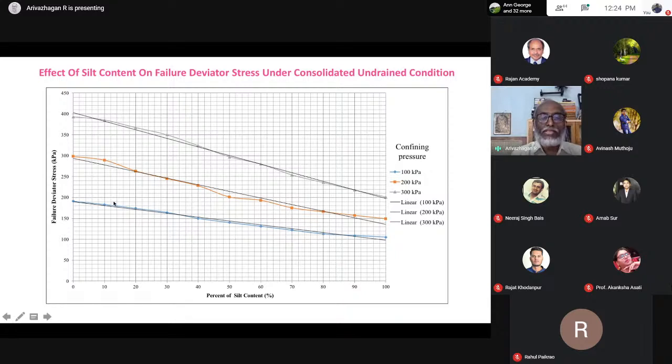So see, there is a curve of failure deviator stress versus percent of silt content. As the silt content increases, the failure deviator stress decreases, but it follows a clear trend, just like a linear one. So gradually it is decreasing. This one is for 100, this one is for 200, this one is for 300.